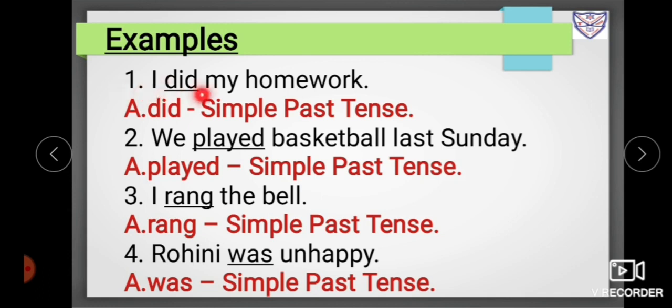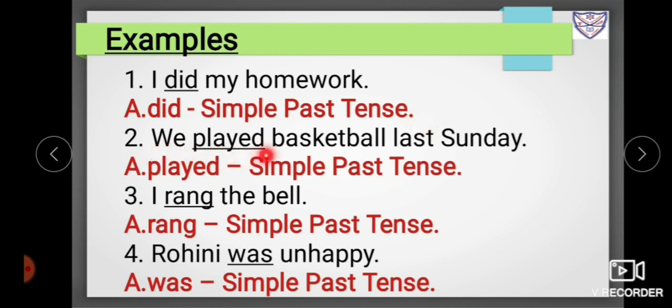First one, I did my homework. Now over here the word did is a verb which is in simple past tense. Why? Because this word did, which is a verb, shows that an action has already been done in the past time or already been completed. That is, the homework has already been done in the past time. Therefore we can say did is a simple past tense.